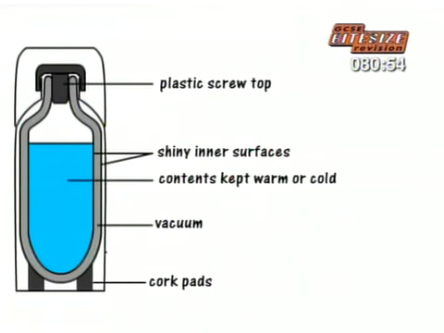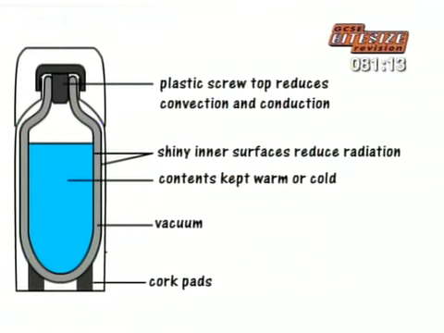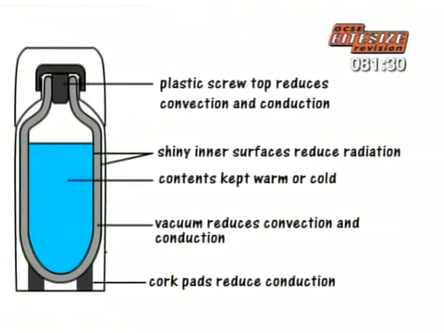Well, heat can travel in three ways: by conduction, by convection, and by radiation, and a vacuum flask uses several tricks to stop all three. The screw top stops convection from hot liquids through the neck of the flask, and the stopper is plastic, a good insulator, so that stops conduction. The inner container has a shiny surface to reduce heat loss or heat gain by radiation. There's also a vacuum between the two skins of the inner flask that stops heat travelling by convection and conduction. The cork pad supporting the inner flask is a good insulator, so it reduces conduction.